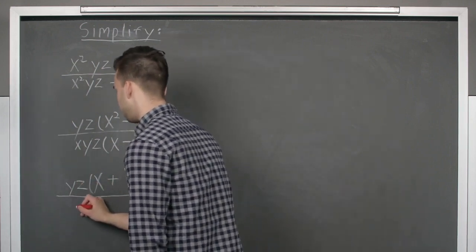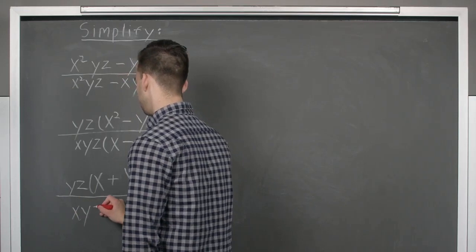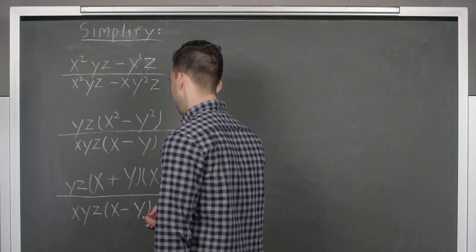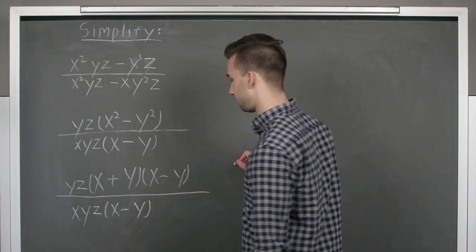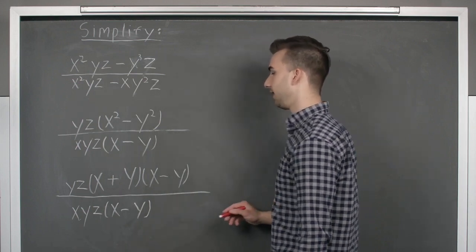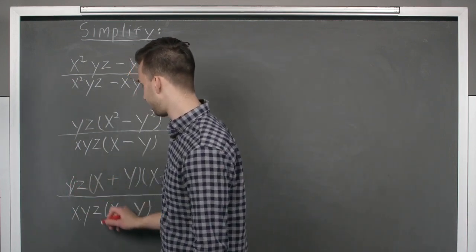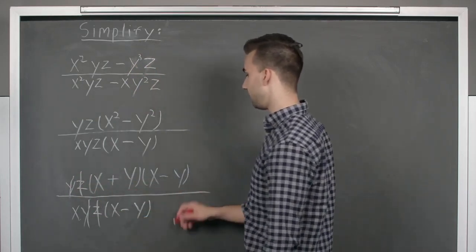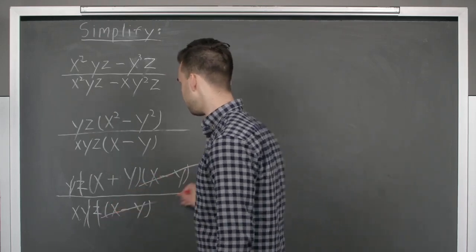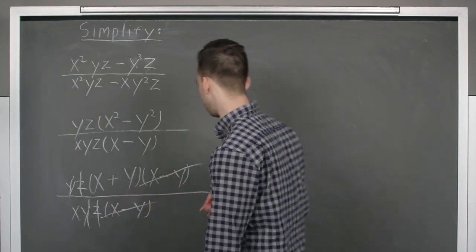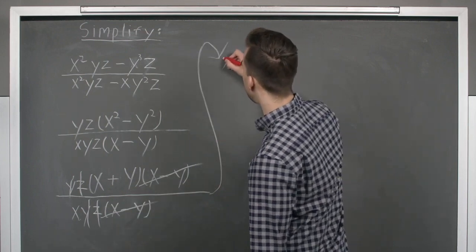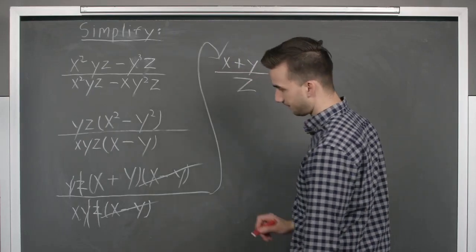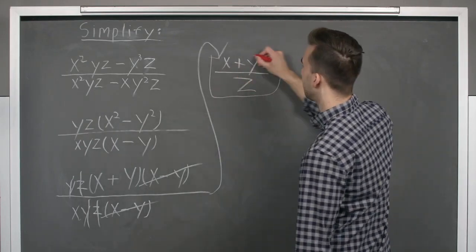And then we'll just rewrite the bottom here, x, y, z times x minus y. Now, we're all factored as much as possible. We can go ahead and cancel. So we have a y here, I'll cross that out. We have a z, cross that out. And then we also have an x minus y, so we can cross that out. And that gives us, I'll bring it back up here, x plus y all over z. And that is our solution for this example.